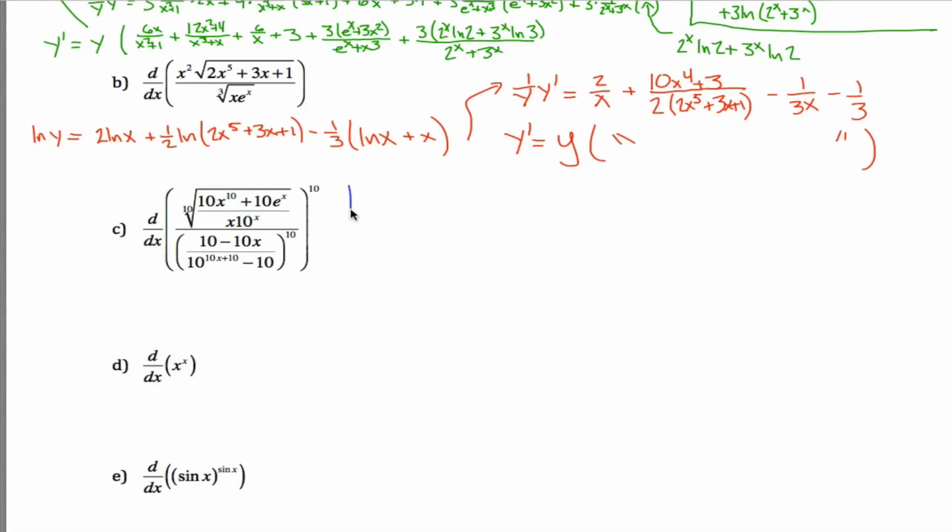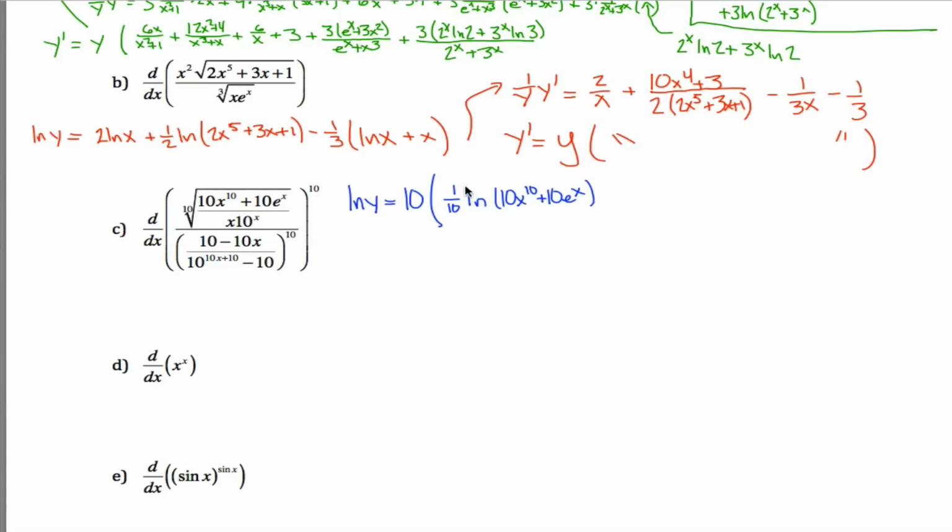The natural log of y is equal to, and then if I use a whole bunch of log rules over here, I can take this 10 down in front of the whole thing, and then I can multiply that by the natural log of the top here. Well, it's all raised up to the 1/10 power, so I can bring that 1/10 down in front. And then I got the natural log of the top minus the natural log of the bottom. So the natural log of 10x to the 10th plus 10 e to the x.